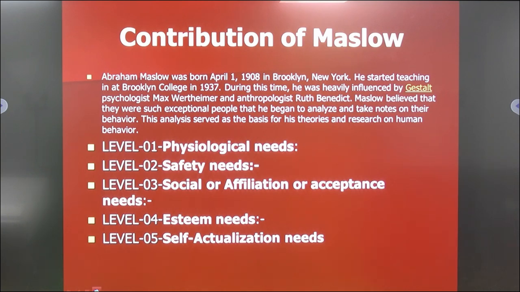Without these goals being met, it is extremely difficult to think about higher level needs, and therefore we cannot continue to grow. When we feel safe and secure in our world, then we begin to seek friendship in order to feel a sense of belongingness. So now you can clearly see that once the level one needs are satisfied, the individual moves on to level two, and once level two is satisfied, the individual easily moves on to level three, that is social or affiliation or acceptance needs. These are belongingness needs, the needs for friendship, affection, acceptance, relations, identification with some group, etc.